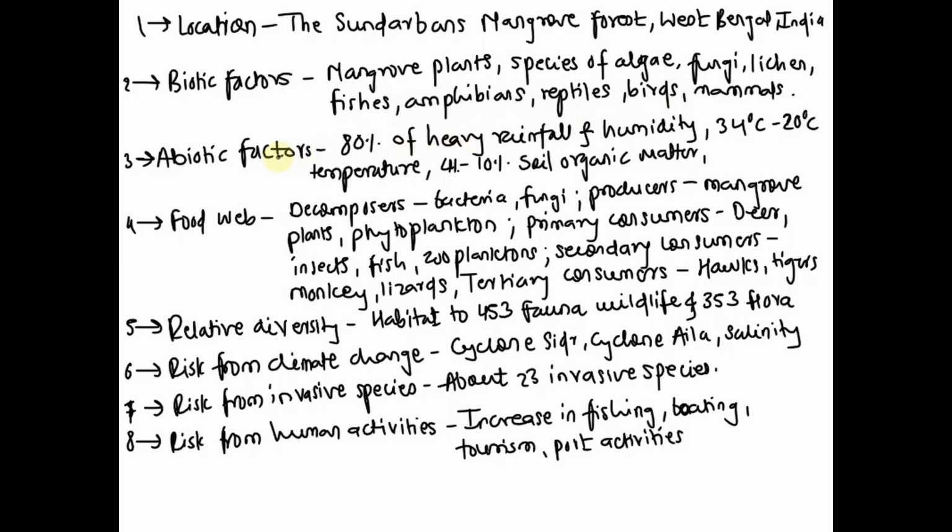Here, abiotic factors include about 80% of heavy rainfall and humidity due to the nearness of the Bay of Bengal. The temperature is about 34 degrees Celsius to 20 degrees Celsius. Here, the soil contains about 4 to 10% of organic matter. The pH is about 5.3 to 10.8.